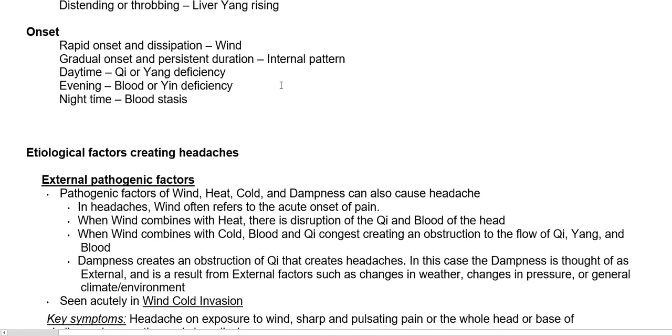Onset, rapid onset, and rapid clearing. This always tells us wind. That's usually related to external wind, but we certainly see this in internal wind as internal wind becomes pronounced. We get rapid, sometimes sharp and focal, but we get rapid onset headaches. Gradual onset with persistent duration. This tells us for sure that's an internal pattern.